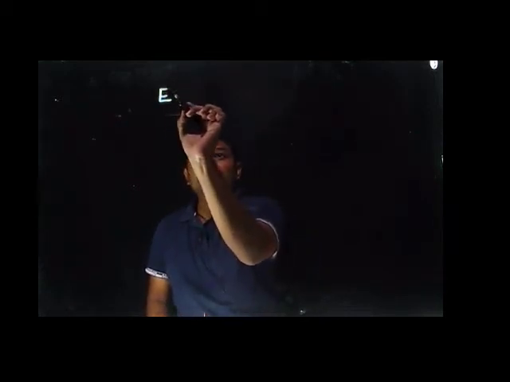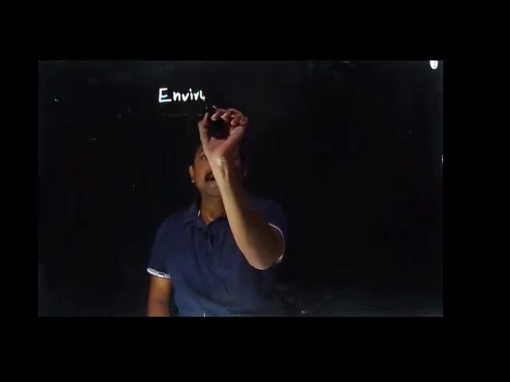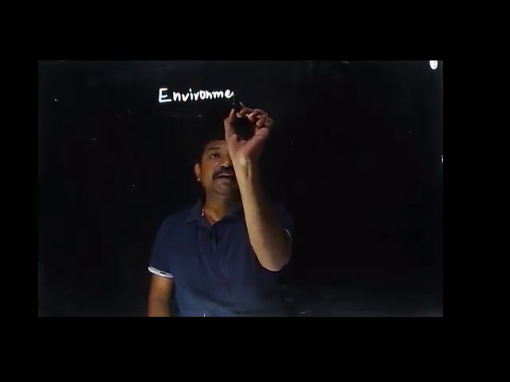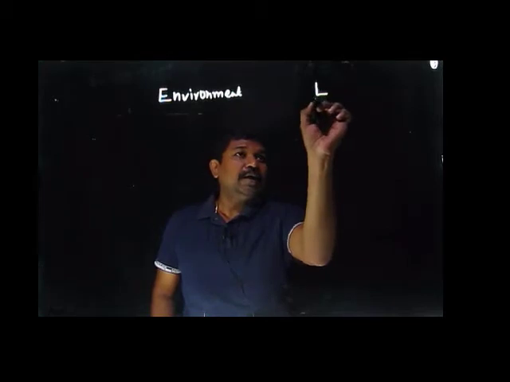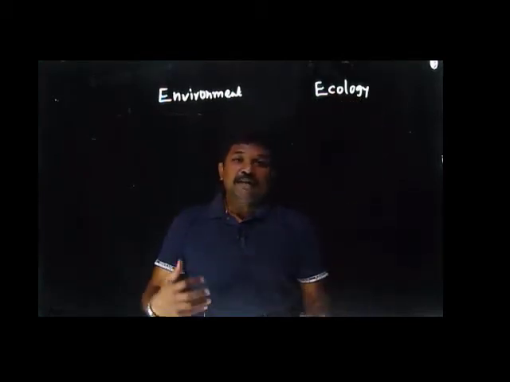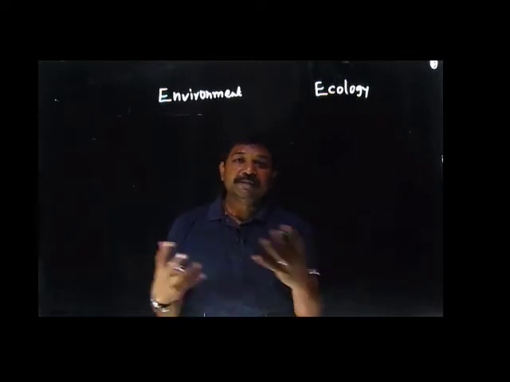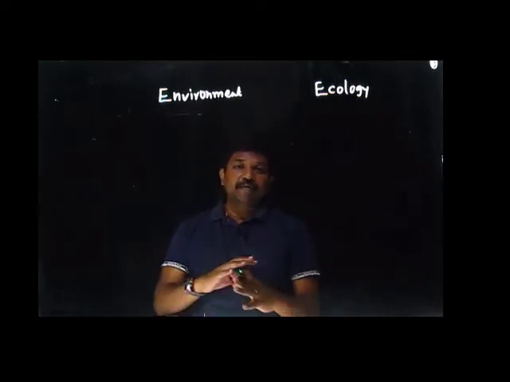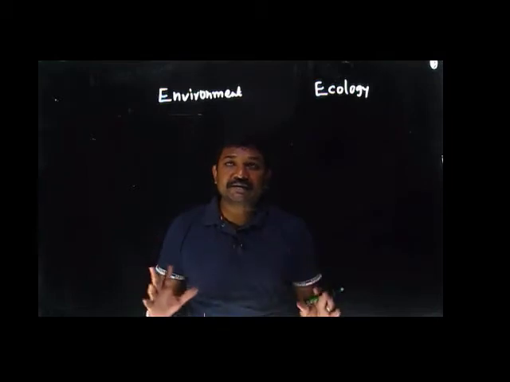Let us start with the first chapter called the basic concepts in ecology and environment. What do you mean by environment and what is ecology? Are they one and the same? If they are one and the same, why are there two terms? Which is the subset of which one? Let us have a very clear understanding of the basics.